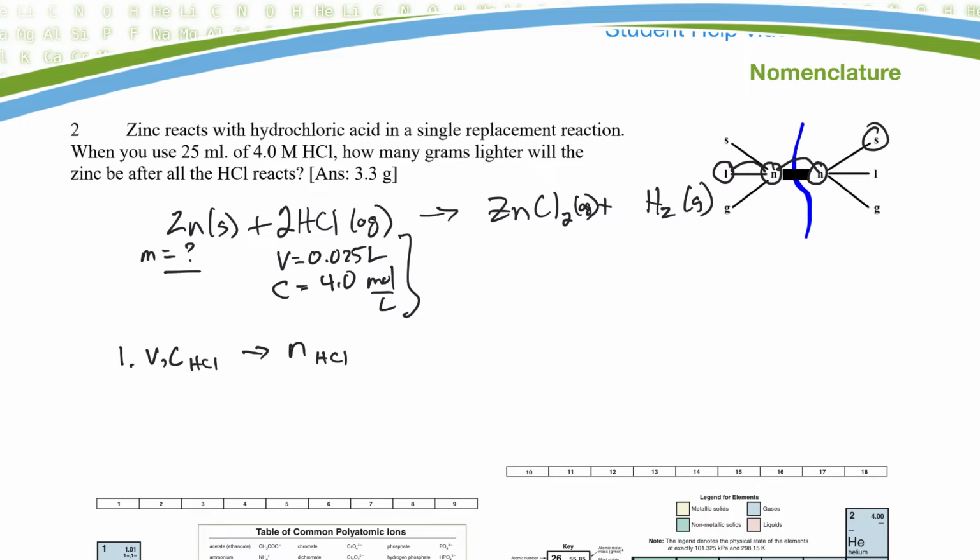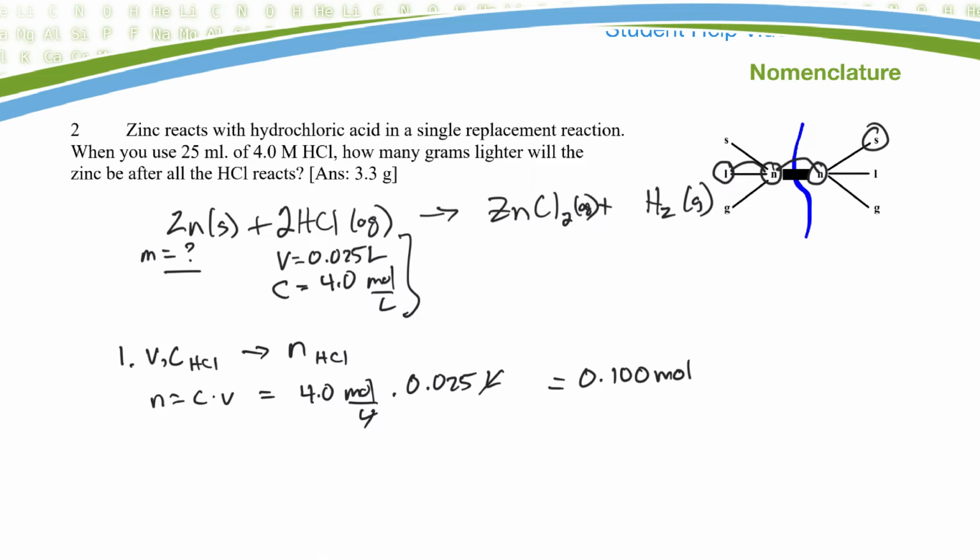So our formula will be moles is equal to C times V. So it's 4.0 moles per liter times the volume, 0.025 liters. Liters cancel, and I think that comes out to 0.100 moles. You might have to check me on that. I'm not using a calculator. So let's see if we're close.